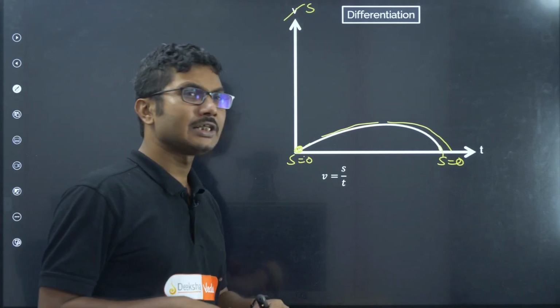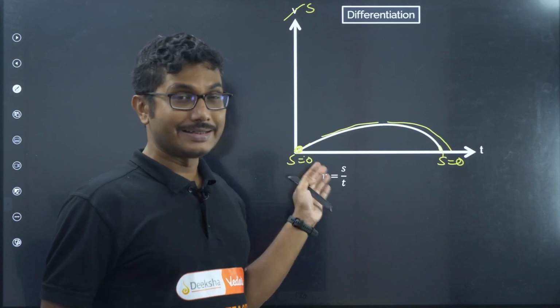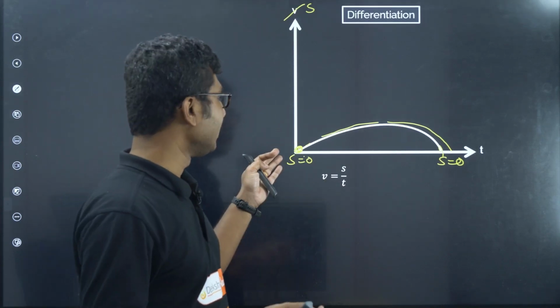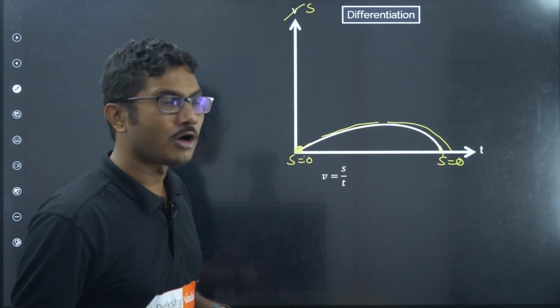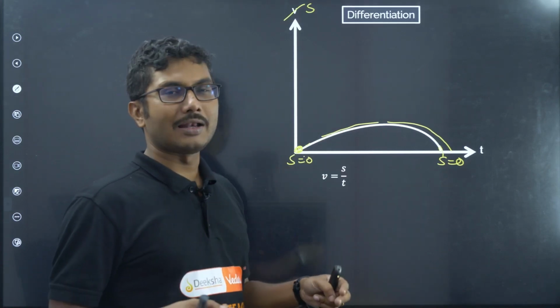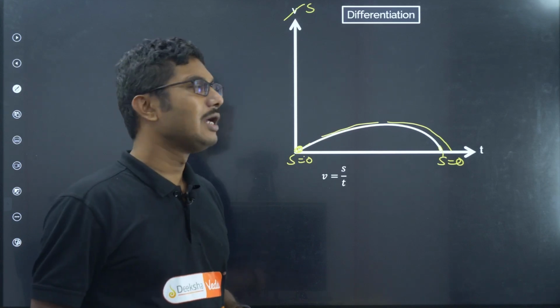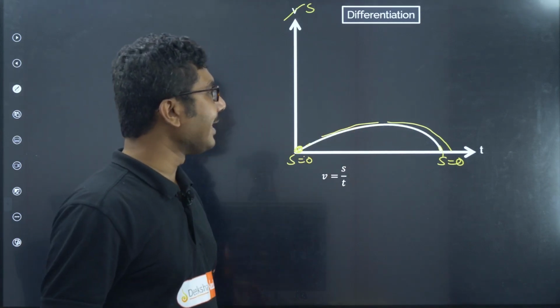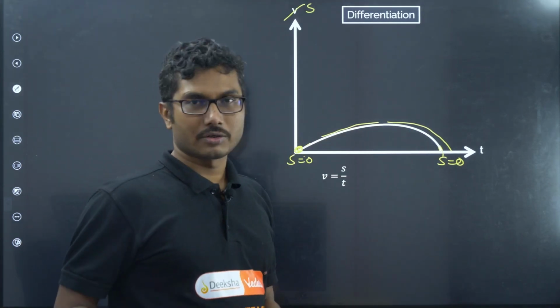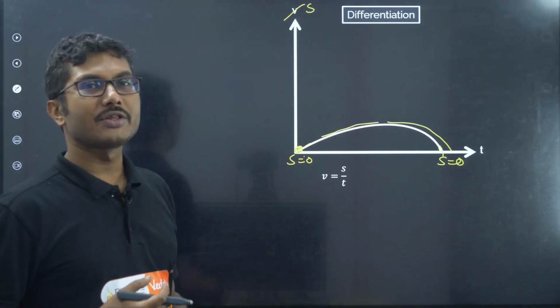So differentiation is very handy when the motion is not uniform. When the values are not uniform, in that case we can calculate the velocity, or in some cases acceleration and other values as well. So this is very handy when we are not sure how it has exactly moved. In that case we can use differentiation.